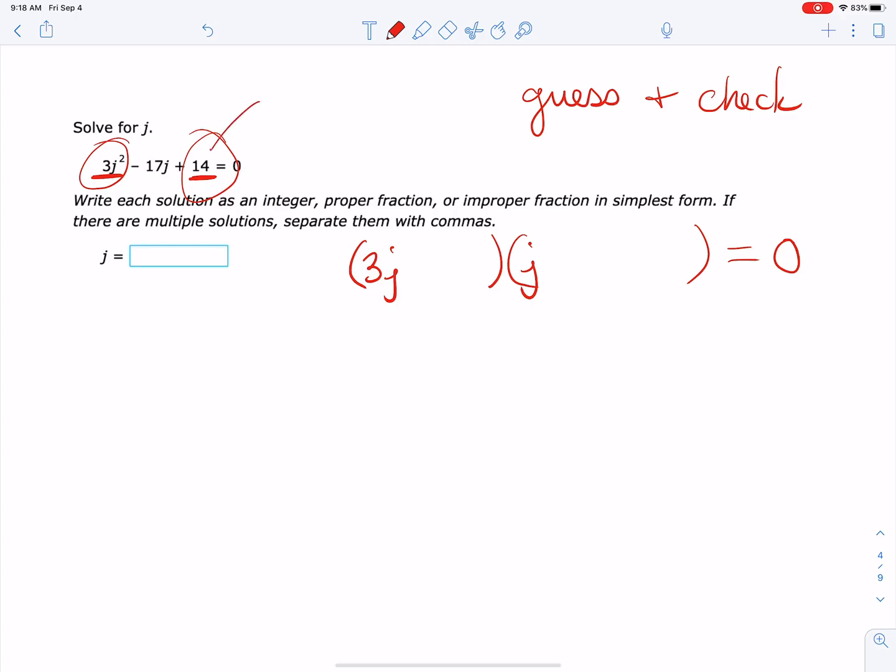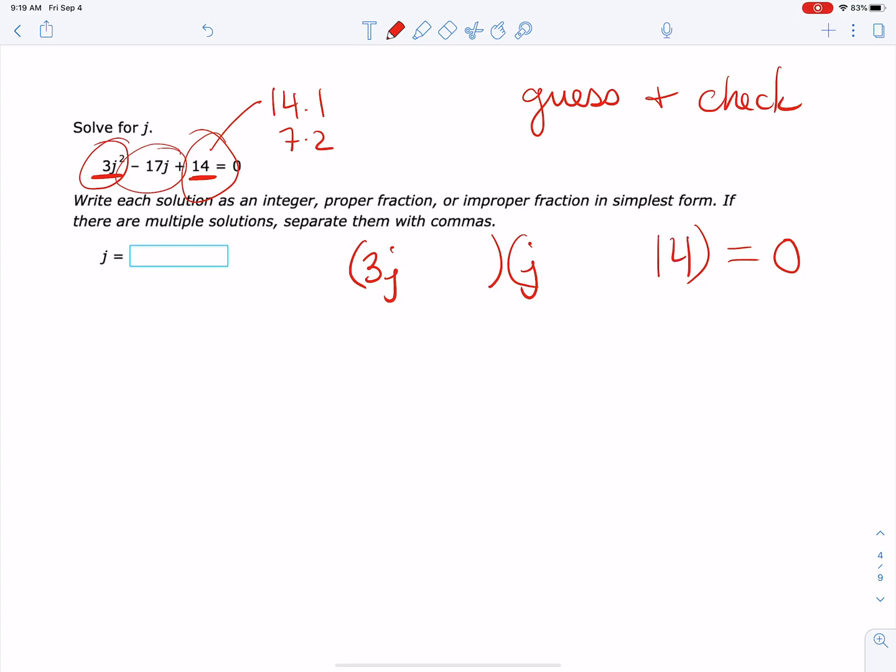So for me to get a 14, well, I have lots of options. I have 14 and 1 and 7 and 2. Okay, well, let's see. So 14 and 1, I can be strategic about this. My middle term's pretty big. So I'm going to try 14 and 1. Now, where would I put the 14 and 1?